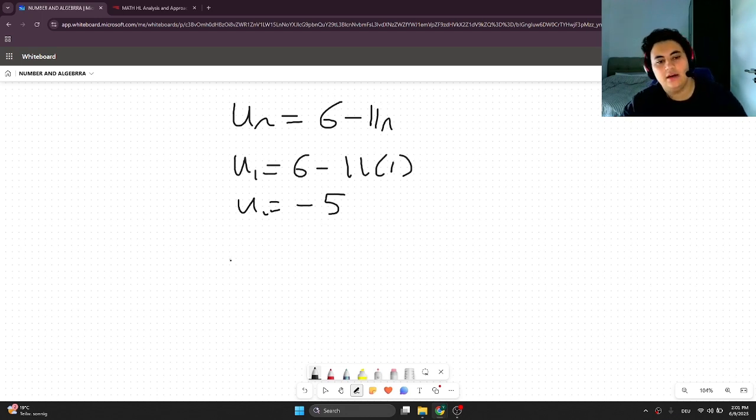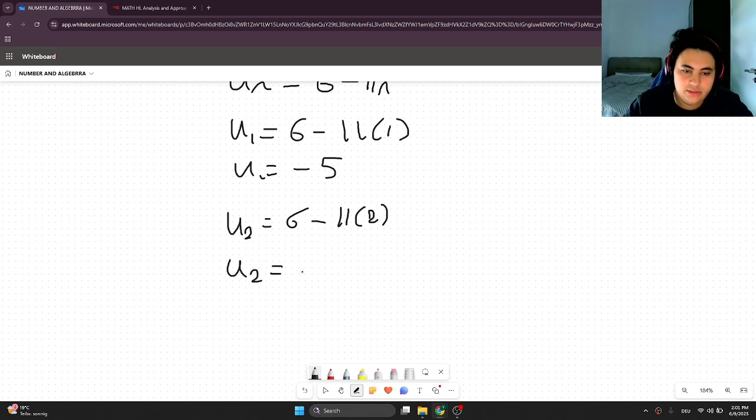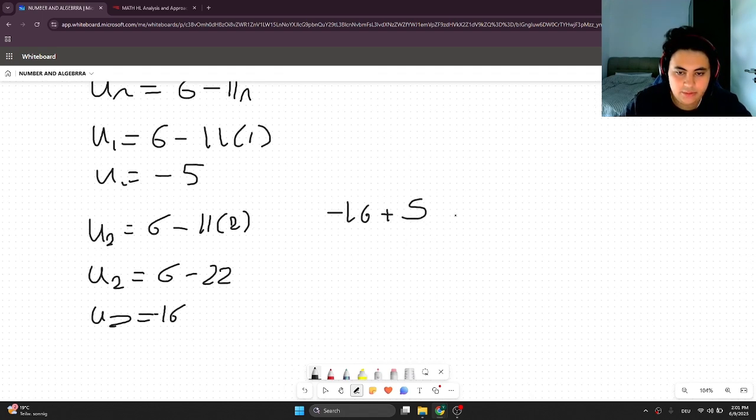Then for the common difference, we're going to do u2 first. So 6 minus 11 times 2, so that's 22. So u2 is equal to 6 minus 22, so 6 minus 22 is negative 16. So u2 is equal to negative 16. And then from u1 to u2, we do negative 16 minus negative 5, so it's just going to be plus 5, which is negative 11. So d is equal to negative 11.